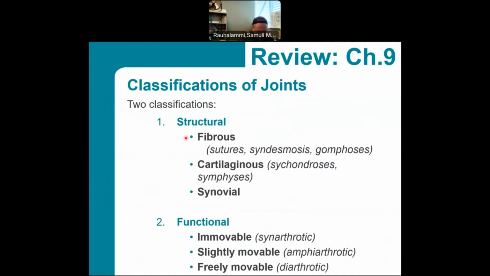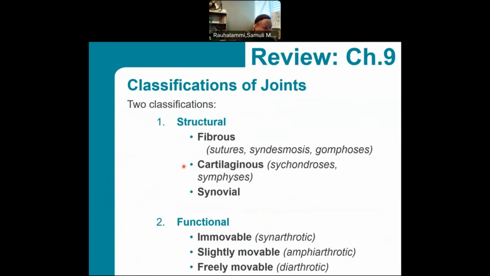Gomphoses are really a peg-in-socket kind of joint. I think teeth would be a good example. The roots of the teeth go into the jawbone. So really that peg-in-socket appearance is what we're seeing.